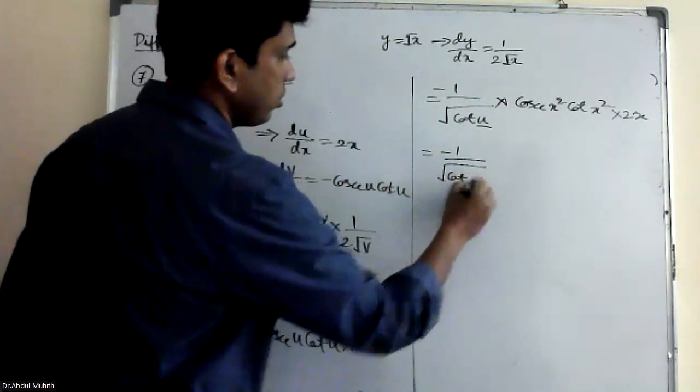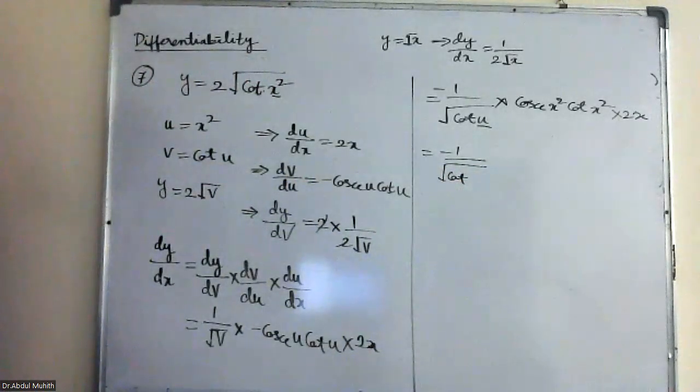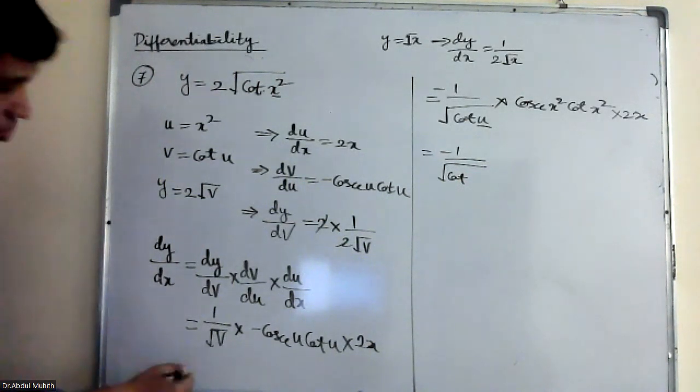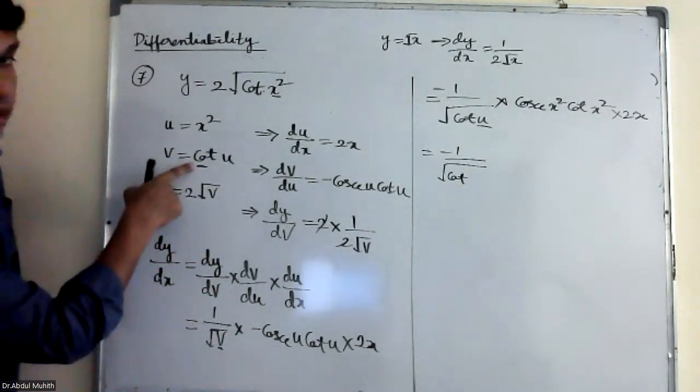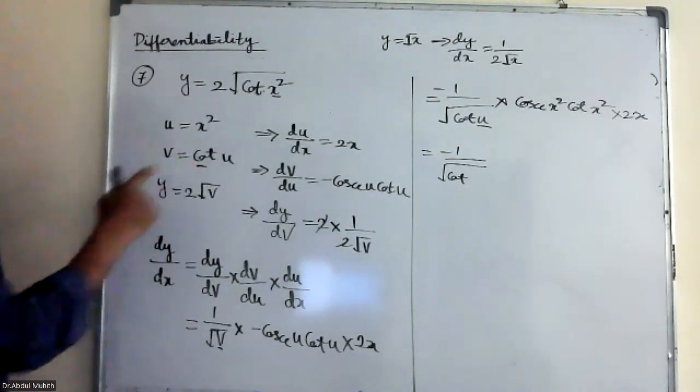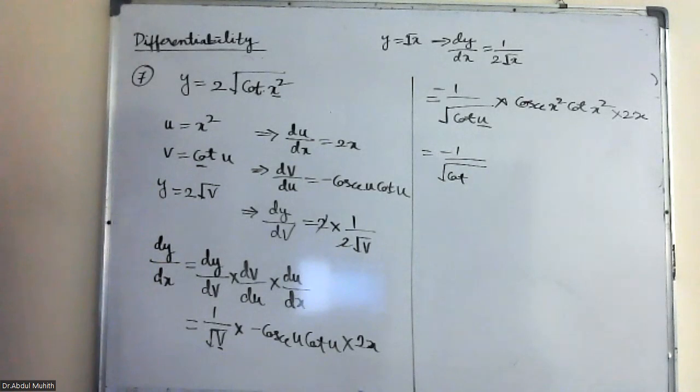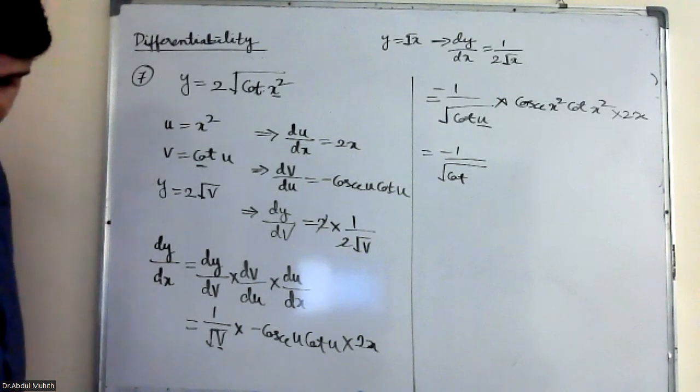Yes, sir. But then I didn't understand that part. Why is there root cot u there? Wasn't it root v? No, what is v then, my dear? Oh, okay. Yeah. Okay, I get it. And then that -1, sir, why did we make it minus?